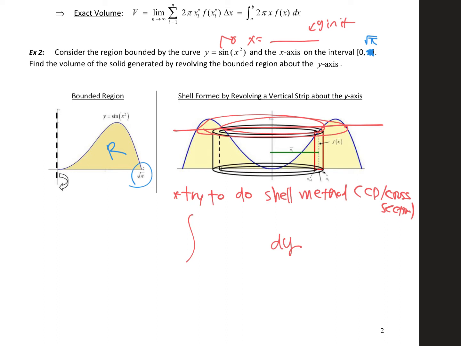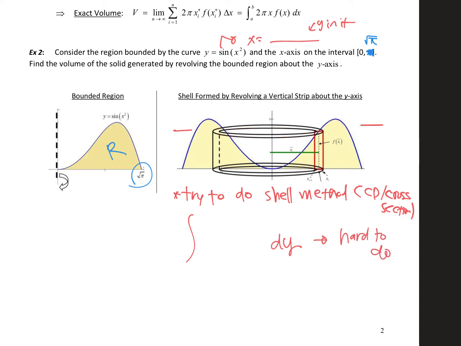So for two different reasons, it's going to be hard to do it with the washer method, the one from the previous section. First, inner circle, outer circle, they come from the same function. And second, how am I supposed to solve it in terms of x? It's going to be square root of inverse sine of y. We don't know how to deal with that. So that doesn't work, it's hard to do.